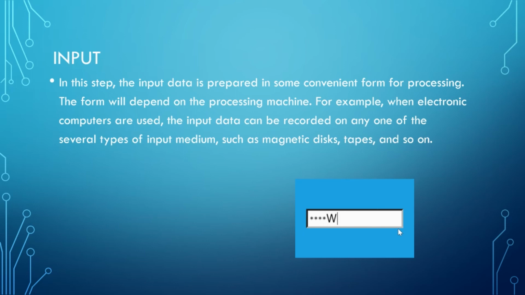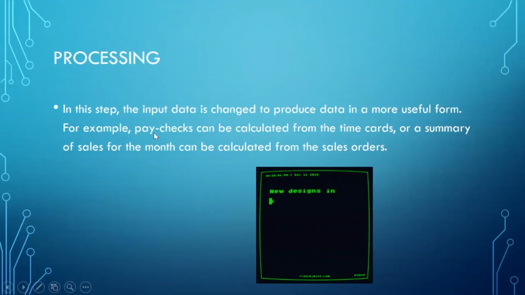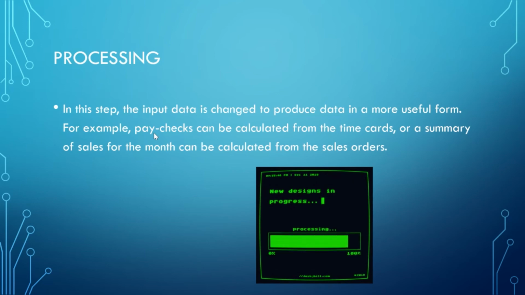After that, pagka-input na ka ra, dyan na masilid si processing. Okay, in this step, the input data is changed to produce data in a more useful form. For example, paychecks can be calculated from the time records, or a summary of sales for the month can be calculated from the sales orders. In this part, siyempre, the process na after mong input ang mga data ito, i-process sa computer or sino man yung process.